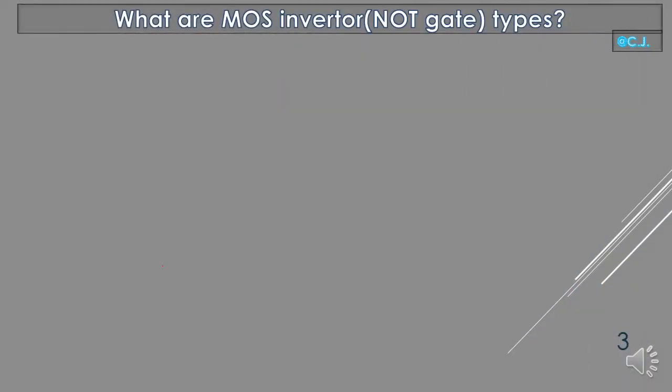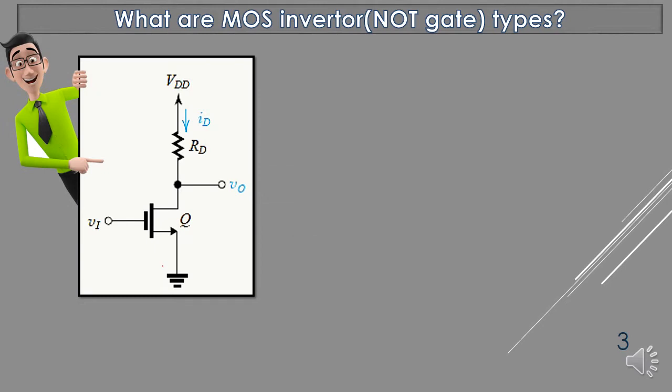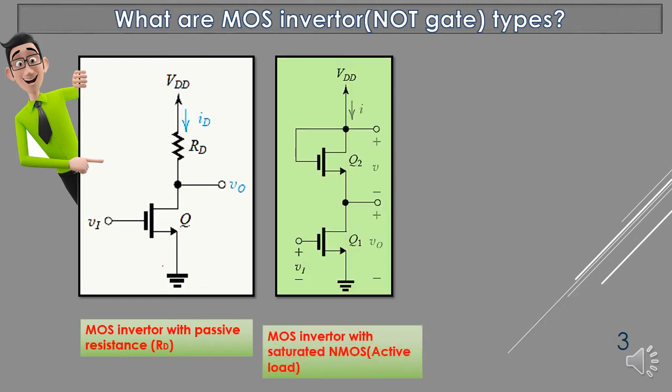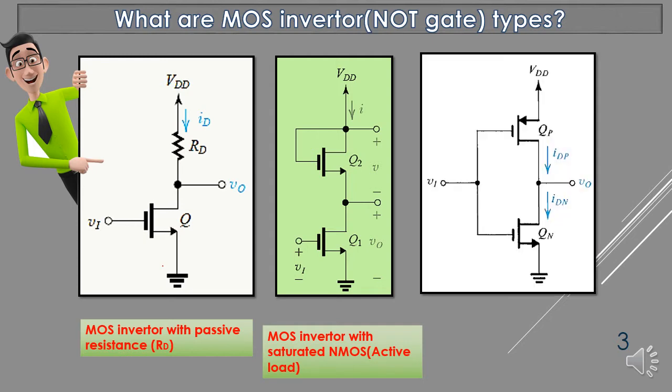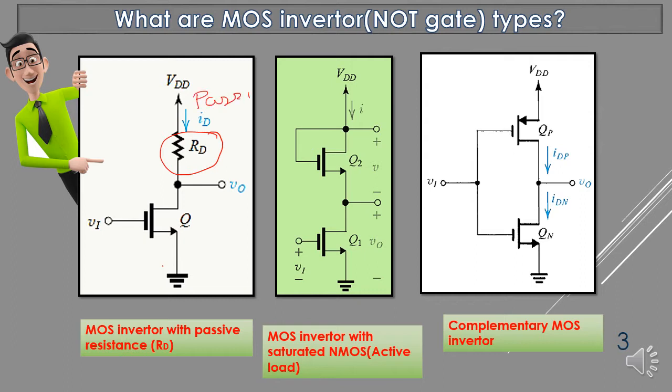In my last video, we talked about the types of inverters, and we already discussed two types of inverter. First was MOS inverter with passive resistance, and the second one was MOS inverter with saturated NMOS. In this video we will talk about CMOS. We have seen in our last video that when we use resistance, this RD resistance is called passive resistance. When we use passive resistance, the power dissipation was high. So this was the disadvantage.